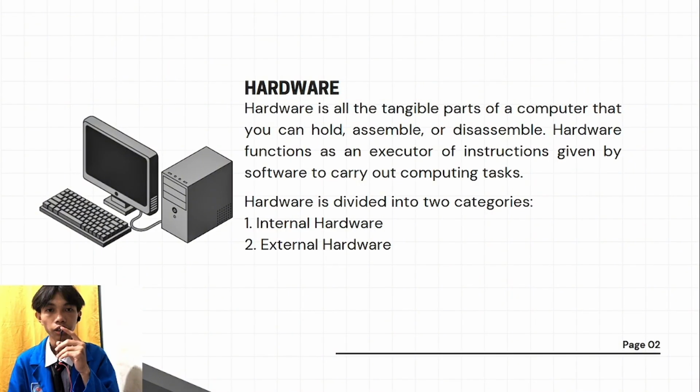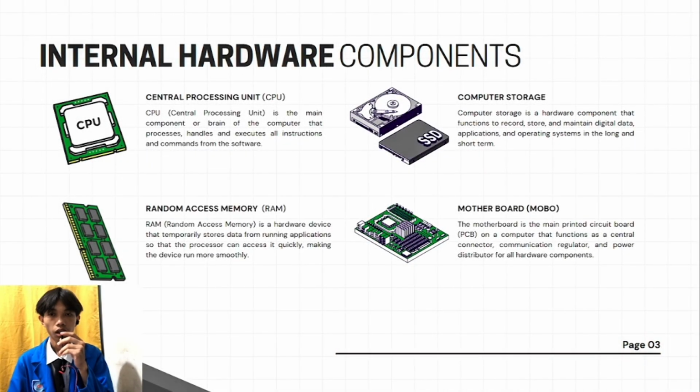Hardware is all the tangible parts of a computer that you can hold, assemble, or disassemble. Hardware functions as an executor of instructions given by software to carry out computing tasks. Hardware is divided into two categories: number 1, internal hardware, and number 2, external hardware. Internal hardware components include the CPU, RAM, computer storage, and motherboard.